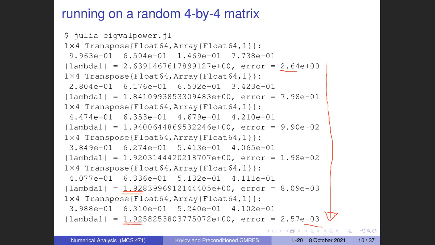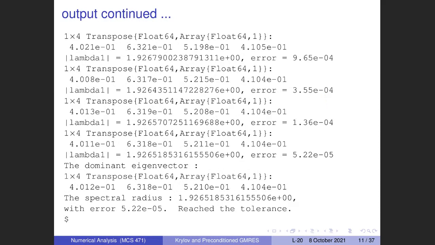All right, so let's continue a little bit. The tolerance was 10 to the power minus 4, and we are getting there. So this is a linearly converging algorithm because we need a couple of steps. Here, 3 steps to get 1 extra decimal place. And from this random matrix, we get the dominant eigenvector, and we also get the spectral radius.